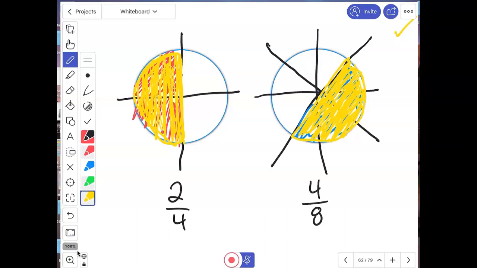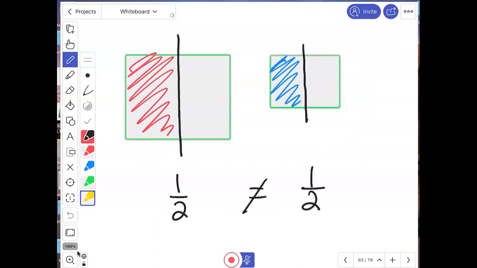All right, let's look at some non-examples. These ones aren't equivalent. Now, they both represent 1/2. Pause for a second and ask yourself, why aren't they equivalent then? How is 1/2 not equal to 1/2? Well, we have 2 questions we ask ourselves. Same whole and same shade.